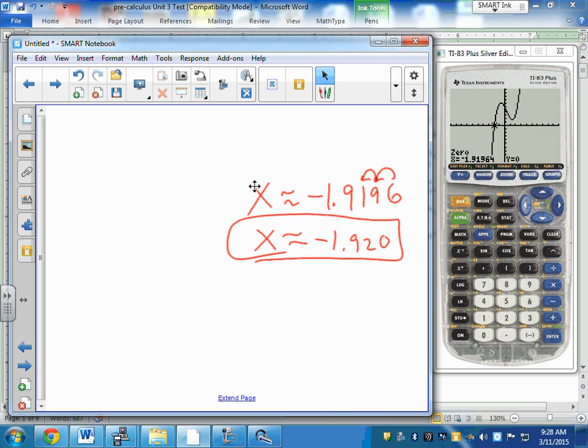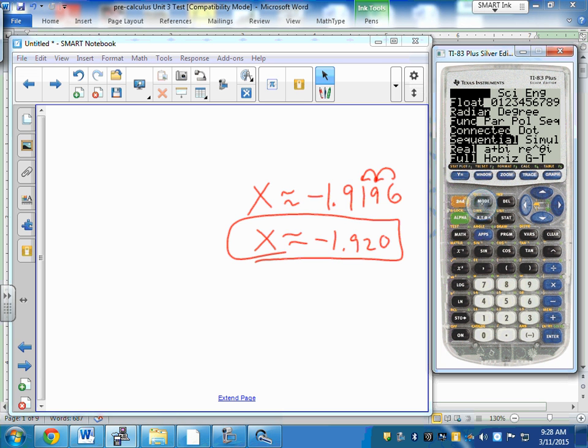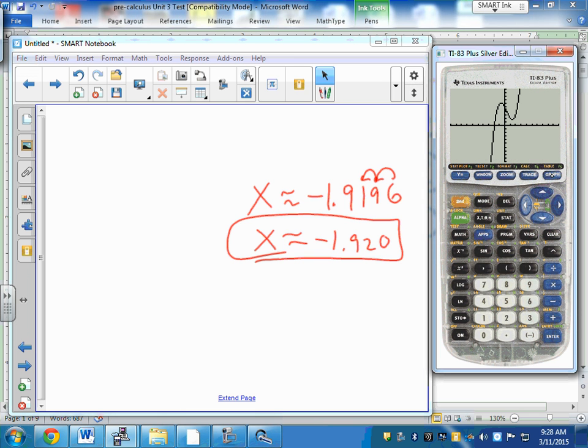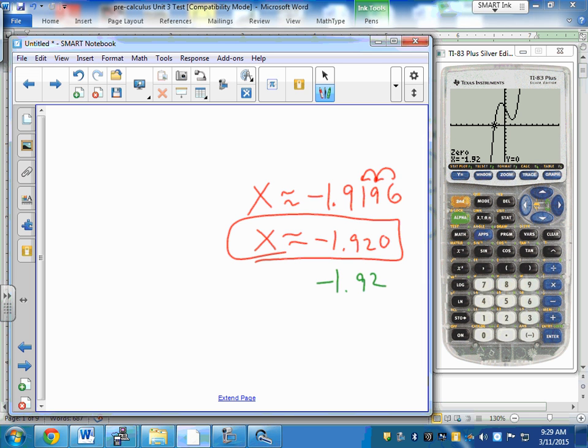Now again, if you're rounding challenged, just put it in 3 decimal point mode. You can go through this whole little exercise again. Second, trace, 0, negative 3 to 3, and it rounds it. Now, don't write negative 1.92 because that's only to the nearest hundredth. I don't know what the next digit is unless you tell it to me. So please go ahead and do that.